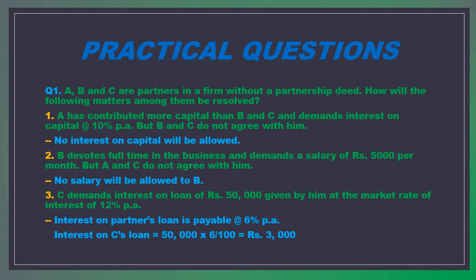Third, C demands interest on loan of Rs 50,000 given by her at the market rate of interest, that is, at the rate of 12% per annum. So here, C's loan to the firm is Rs 50,000 and he demands interest on loan at the rate of 12% per annum. As there exists no partnership deed, rate of interest on loan advanced by a partner is 6% per annum. So, C will be getting an interest of Rs 3,000, that is 50,000 into 6 upon 100 is equal to Rs 3,000.